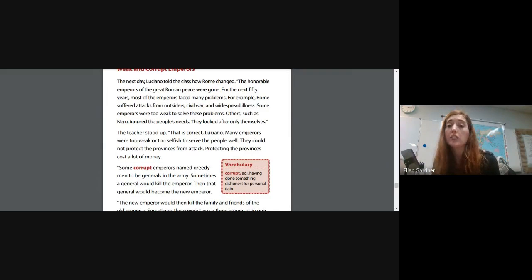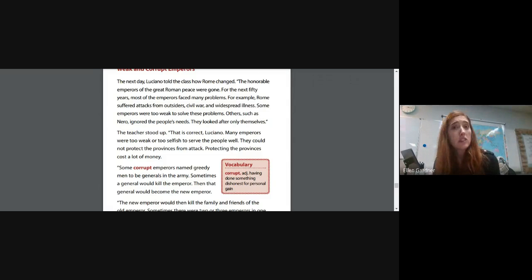Now some emperors were too weak to solve these problems. Some people just ignored them or just couldn't do anything about them, so they didn't actually come up with solutions. Now others, such as Nero, ignored the people's needs.